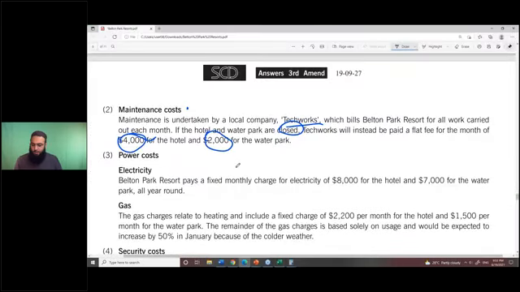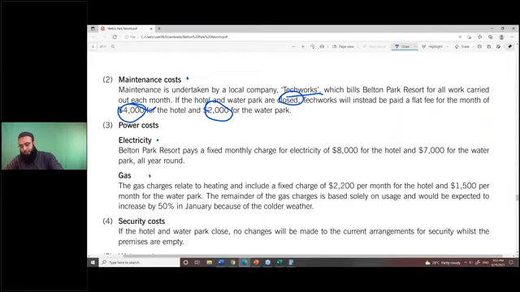Power includes electricity and gas. Two things are part of power cost. Belton Park Resort pays fixed monthly charge for electricity of 8,000 for hotel and 7,000 for water park. 8,000 for electricity and 7,000 for park. Getting the point? Okay. Any issues?